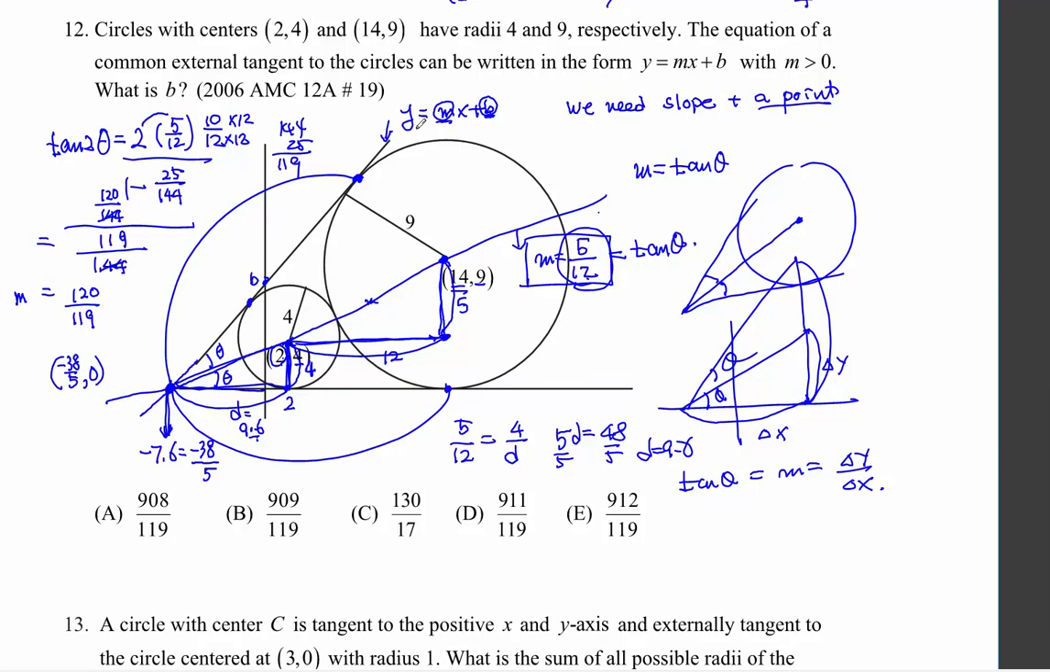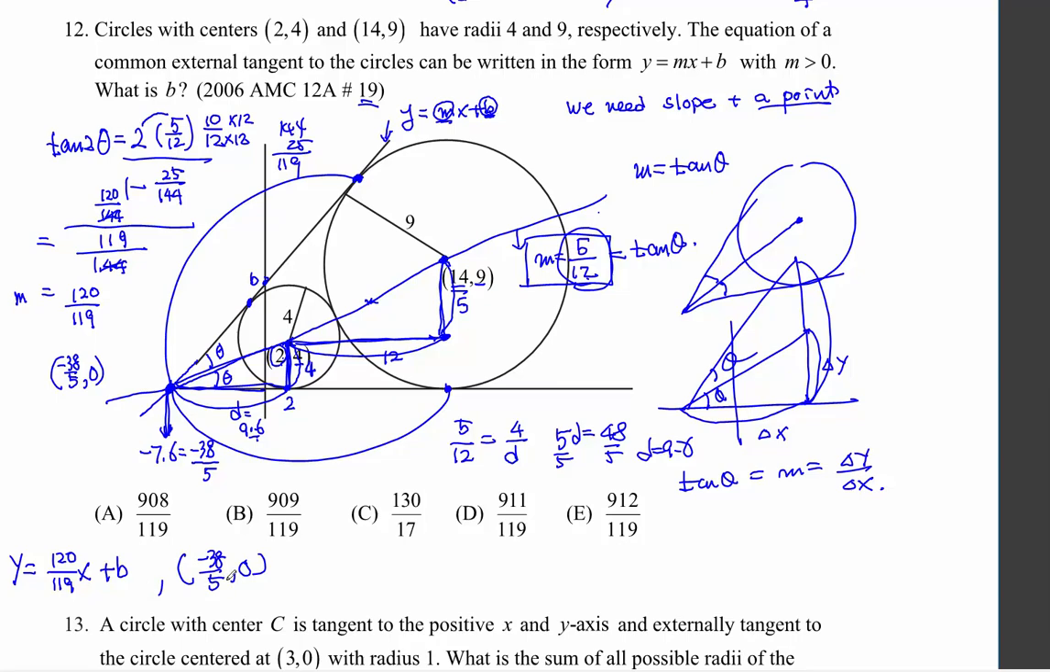So the equation of this, this is a little bit hard. This is about number 19. Now set up the equation. y equals m x plus b, with m equal to 120 over 119, but this is going to pass through the point negative 38 over 5 and 0. That is the x-intercept. Wow, a lot of work, right? But actually, if you understand the question, you can go quickly.